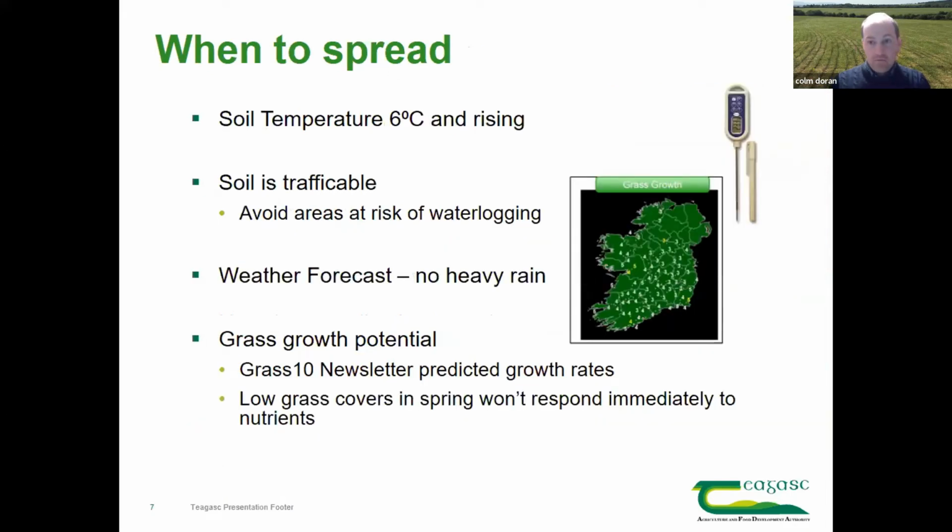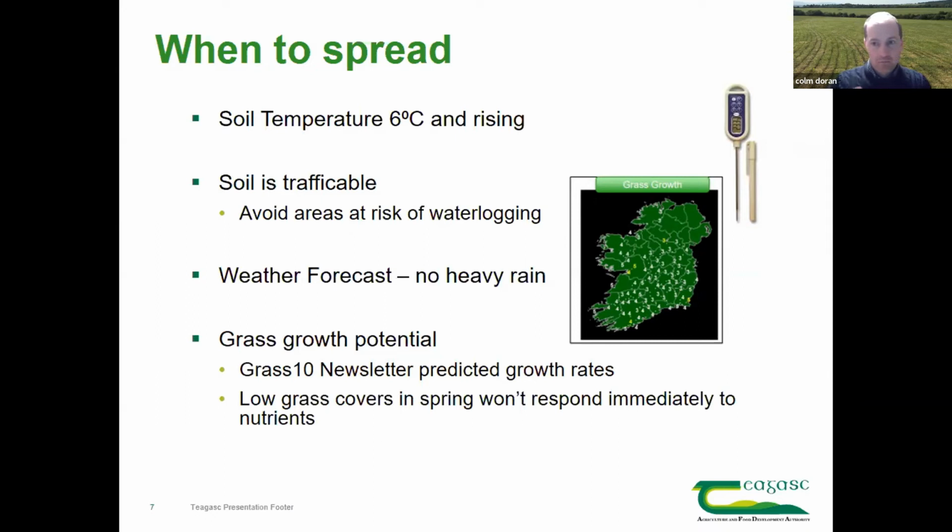When to spread then, basically we want our soil temperature to be 6 degrees and rising. So we mightn't be quite there yet on the conditions that we have. We have a soil thermometer. A soil thermometer is a very quick and useful tool to monitor what it's like on your farm. As well, it's obvious enough we want soil to be trafficable so that we can travel on it. We avoid areas at risk of waterlogging. Weather forecast, we want no heavy rain for 4 or 5 days ahead of us. And we want to be putting out fertilizer and slurry when we have grass growing able to use it.